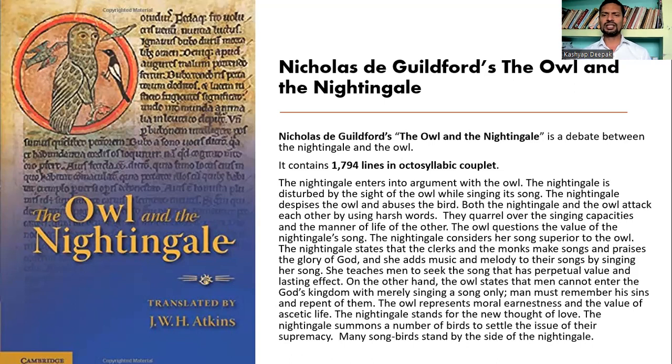On the other hand, the owl states that man cannot enter into God's kingdom with merely singing a song. Man must remember his sin and repent of it. The owl represents moral earnestness and the value of ascetic life. The nightingale stands for a new thought of life. The nightingale summons a number of birds to settle the issue of their supremacy. Many songbirds stand by the side of the nightingale, and that is the fight over who can reach God sooner. That is the main theme of this poem, and it is a very important poem of that time.